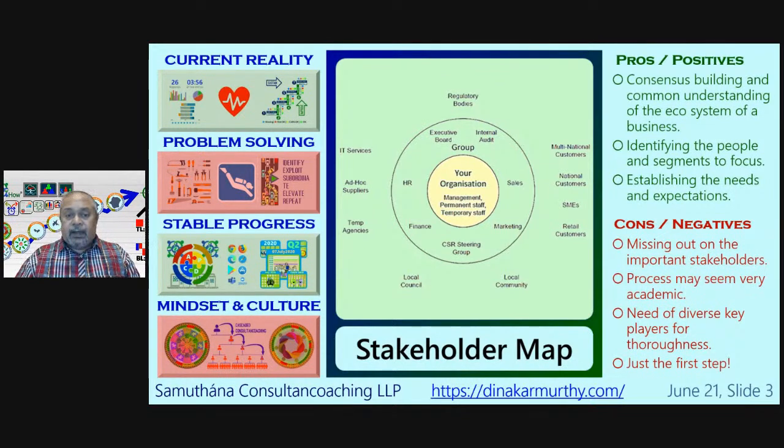That is the first thing. Second, that is the biggest benefit of stakeholder mapping, because when you do that, you start debating and discussing, and then you come to the common understanding of the reality and the ecosystem of the business.